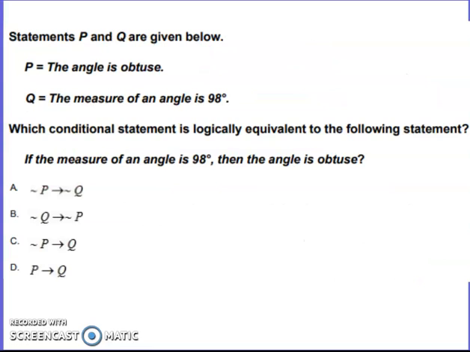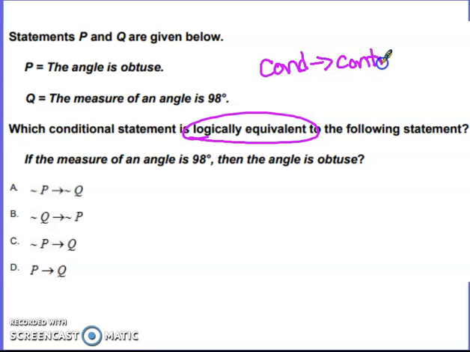If we look at question 4, it gives us our statements P and Q. It says which conditional statement is logically equivalent, and again, your original conditional is logically equivalent to your contrapositive, and your converse is logically equivalent to your inverse. So if the measure of angle is 98 degrees, then the angle is obtuse.